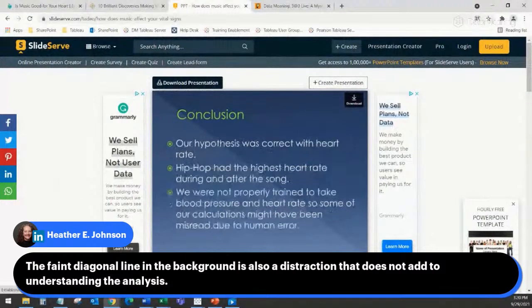I also thought it was funny that they said, we were not properly trained to take blood pressure and heart rate, so some of the calculations might be wrong.